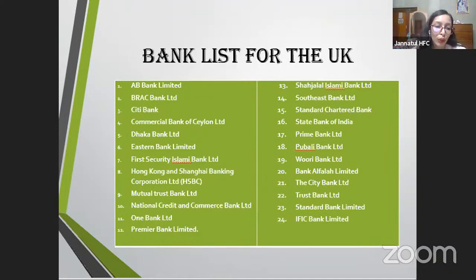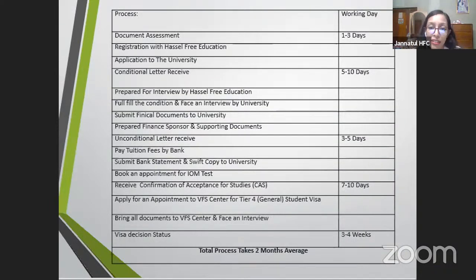Here you can see the whole process. First, you provide scanned copies of your documents to us, then we will assess your documents, and the assessment takes place within 1 to 3 days. After the assessment, we will apply to the university for you, and you will get the conditional offer letter within 5 to 10 days. After getting the conditional offer letter, you need to meet the conditions, and when you meet them, you will get an unconditional offer letter within 3 to 5 days.